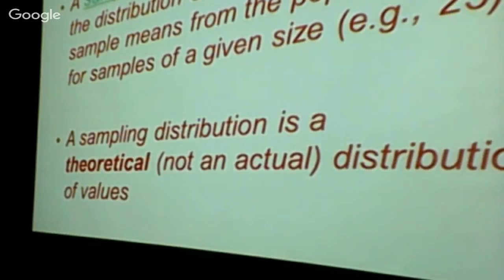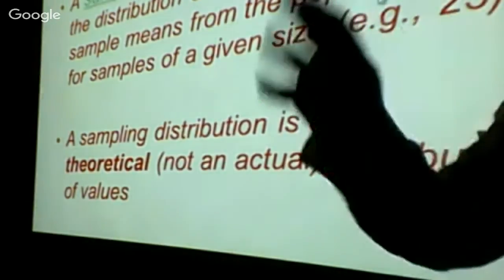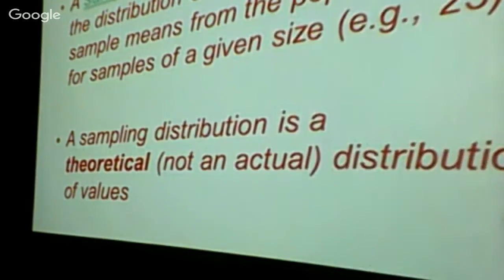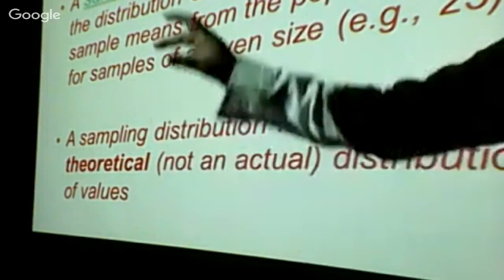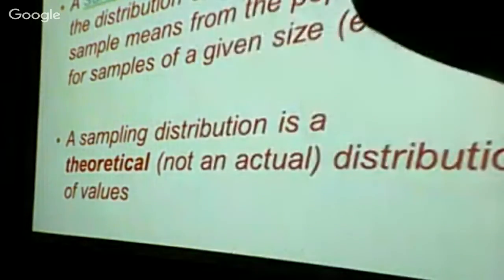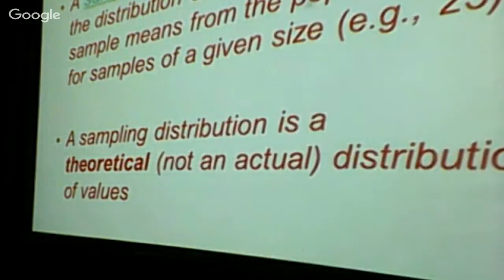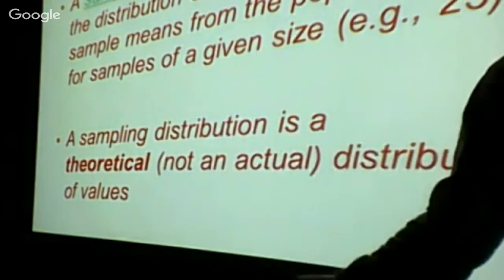Some of your faces are like, what? So I'll say it again, even though half of you have it already. If I take my infinite number of samples, and I get a mean IQ from each of those, and I plot the frequency distribution of all those means, that is the sampling distribution of my means. In other words, the distribution of the means of all my samples.